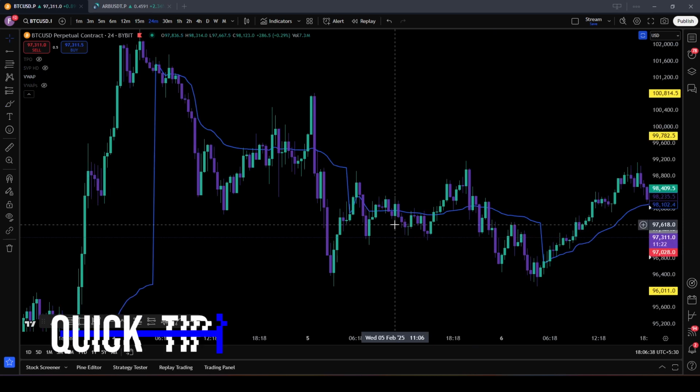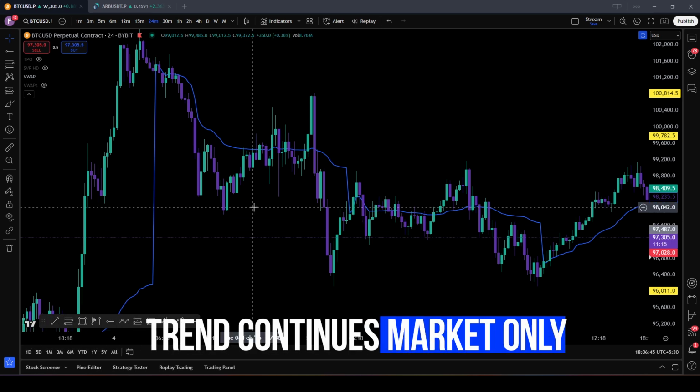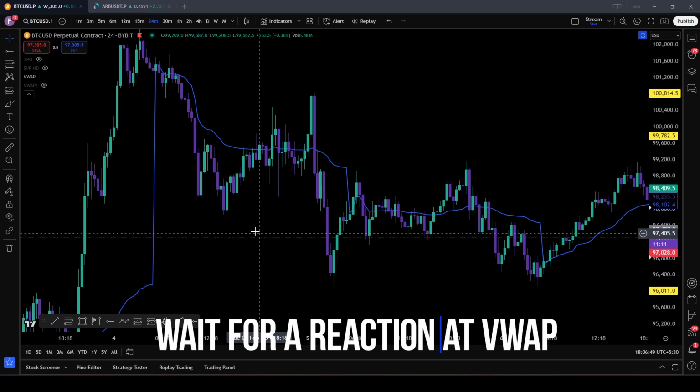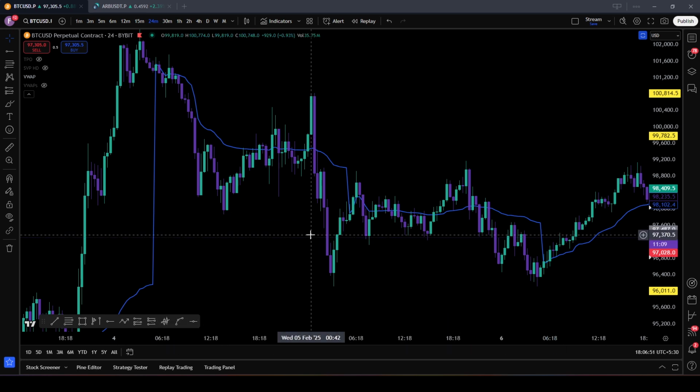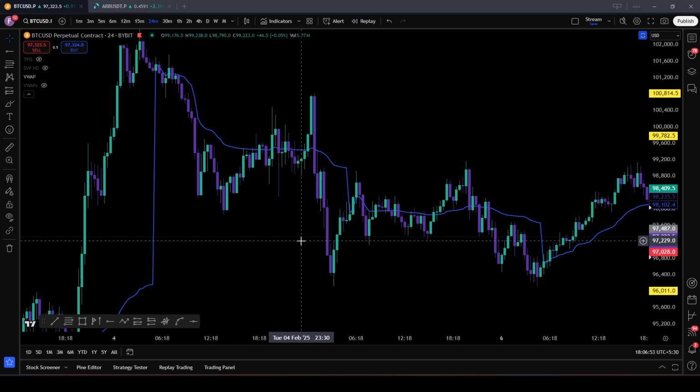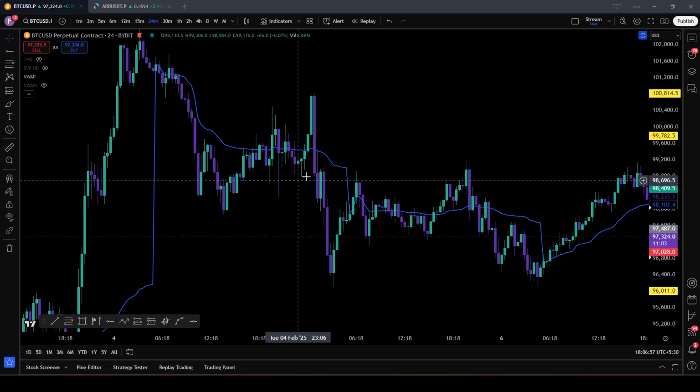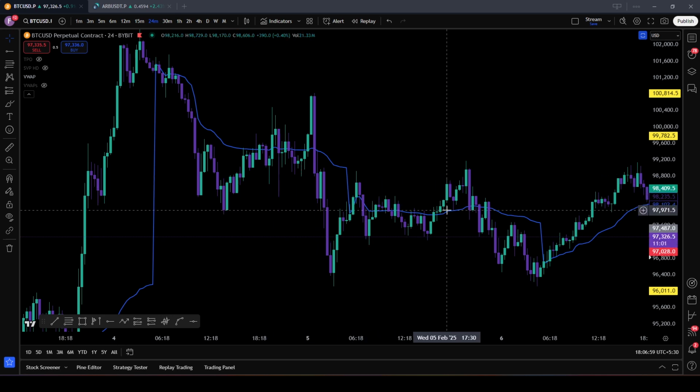So now here is a quick tip for everyone who has been watching this video. I'll just summarize it for you. Always use VWAP in a trend continuation market only, right? Wait for a reaction at VWAP before entering. Combine it with price action for better accuracy. Do not assume each touch of VWAP is a trade signal. This way you can be avoiding overtrading as well.